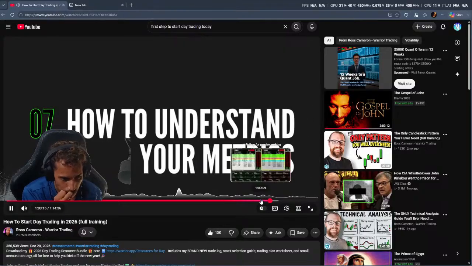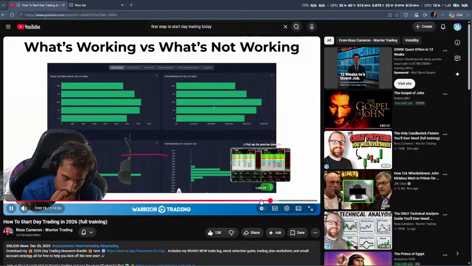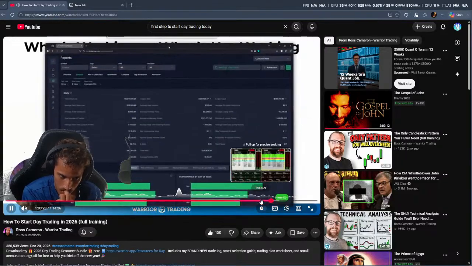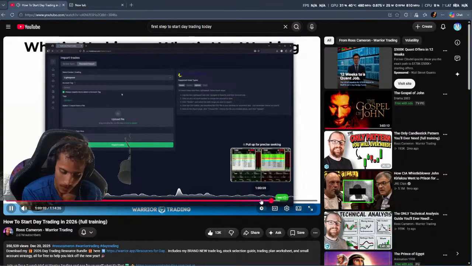Number 7, it's very important to understand your metrics. One of the things I do whenever I'm trading is track all of my trades. There are a couple of different ways you can track your trades. What I do for all my trades is use this software right here, and I can import my trades, and you'll see you can import trades from dozens of different brokers.